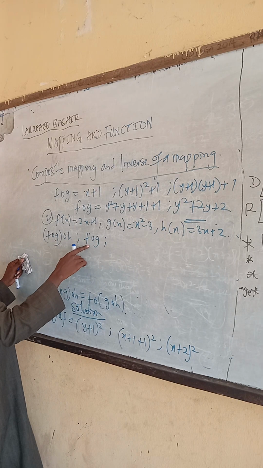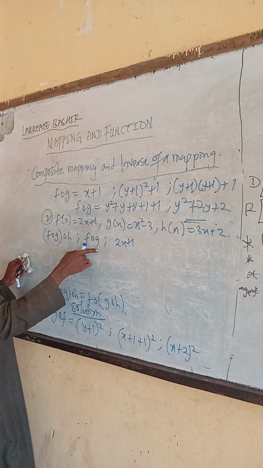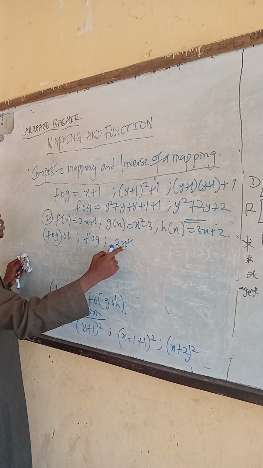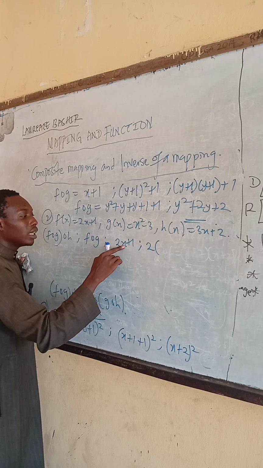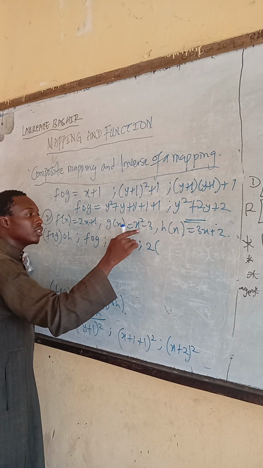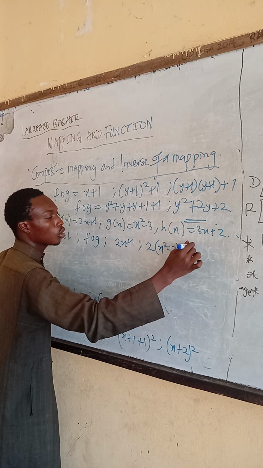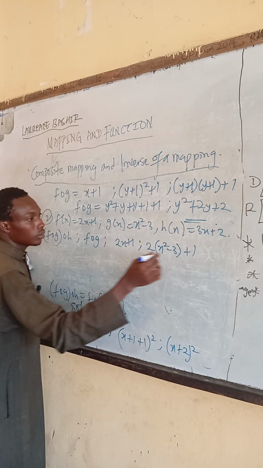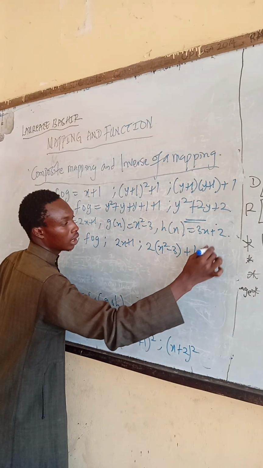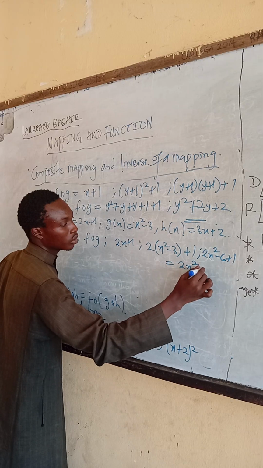So f composite g, where is your f? F is 2x plus 1. Composite g means you replace this x with everything you have in g. So you have 2 open brackets. Instead of x here, put everything you have there. You have x squared minus 3, then plus 1. So you have replaced it. Then you are going to have 2x square minus 6 plus 1, which is 2x square minus 5.